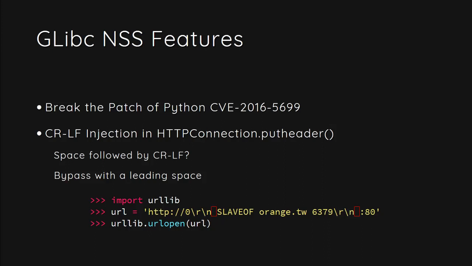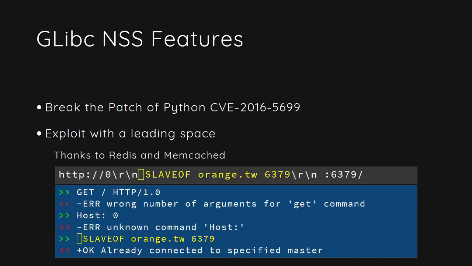Does protocol smuggling work this way? The answer is yes, thanks to Redis and Memcached. As you can see, the SLAVEOF command starts with a leading space, and the server still replied OK. So Redis and Memcached will strip the leading space, so our exploit works again.